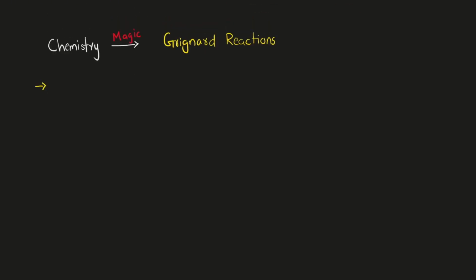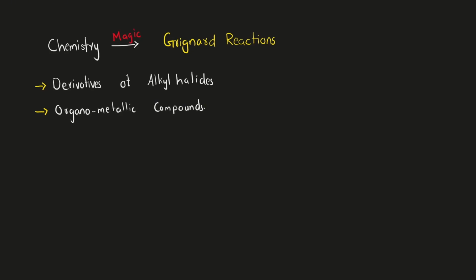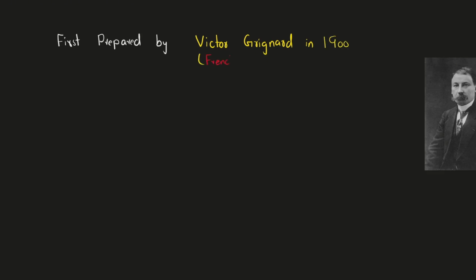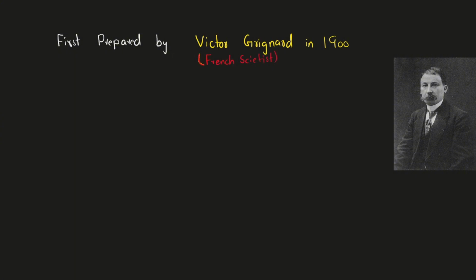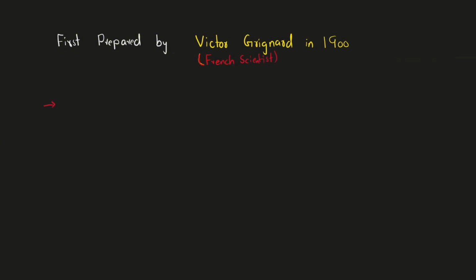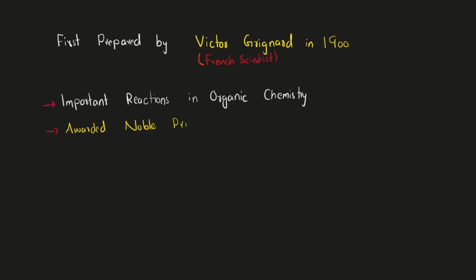What are Grignard reagents? They are basically derivatives of alkyl halides with magnesium in ether solvent. These are organometallic compounds. This was first prepared by the French chemist Victor Grignard in 1900. You can see Victor Grignard on the right side of the screen. This is an important reaction in organic chemistry. He was awarded the Nobel Prize in 1912 for the discovery of the Grignard reaction.